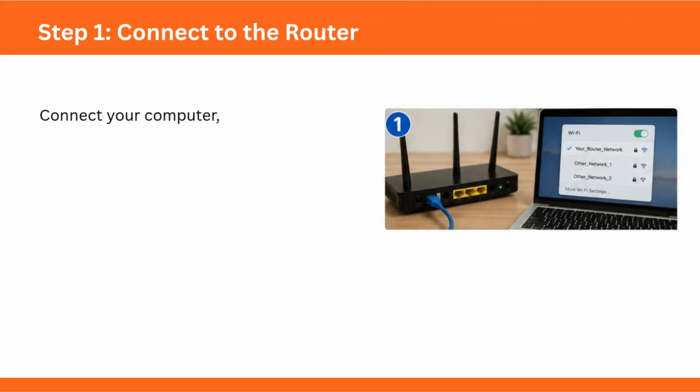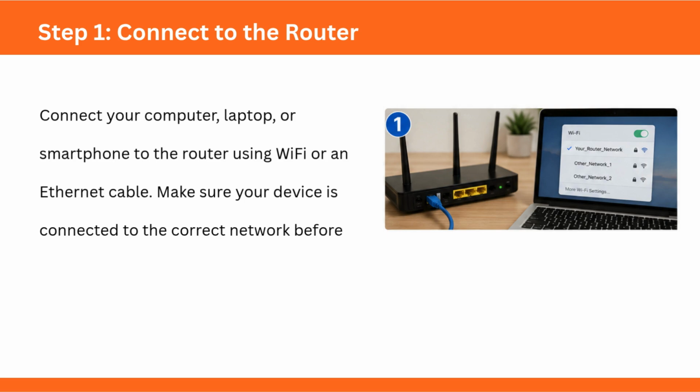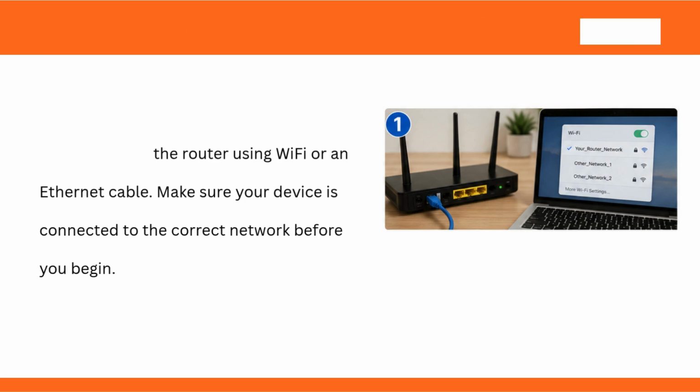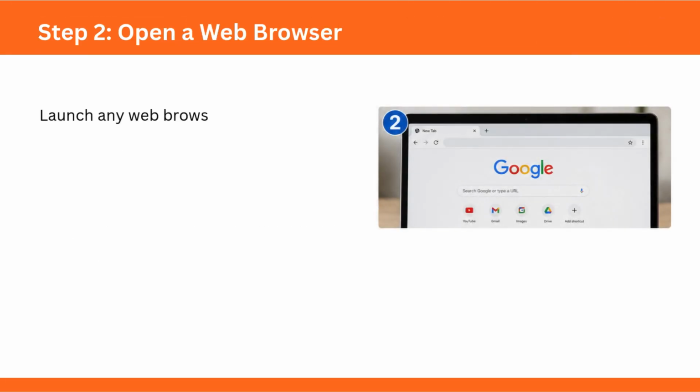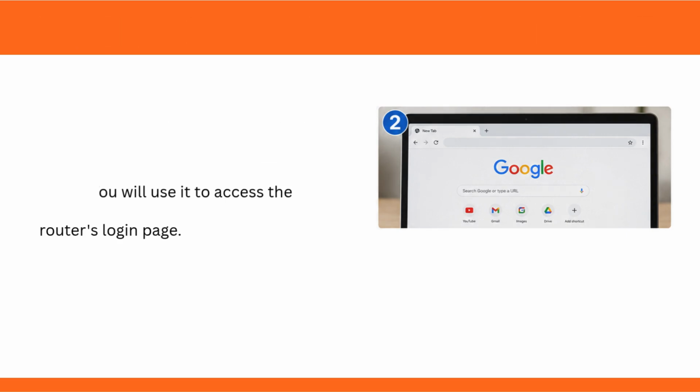Step 1. Connect your device to the router. Connect your computer, laptop, or smartphone to the router using Wi-Fi or an Ethernet cable. Make sure the connection is active. Step 2. Open your web browser. Open any web browser such as Google Chrome, Microsoft Edge, Firefox, or Safari.